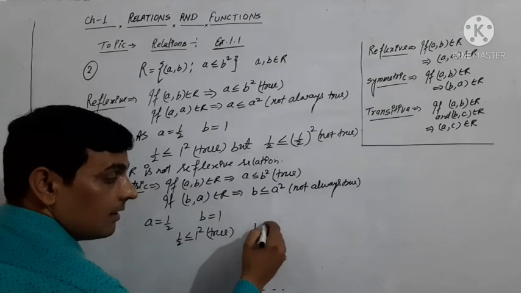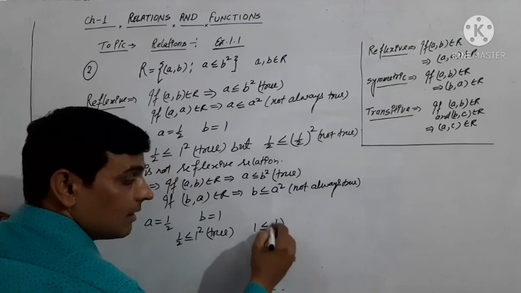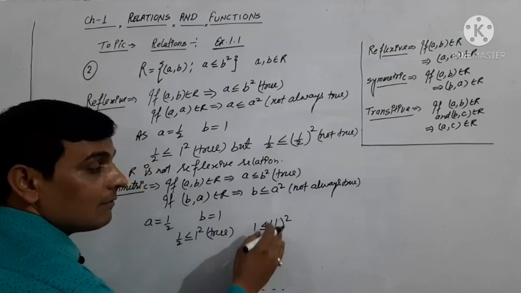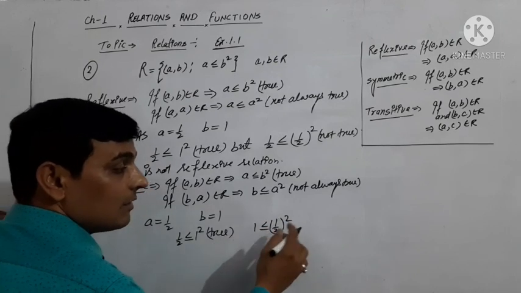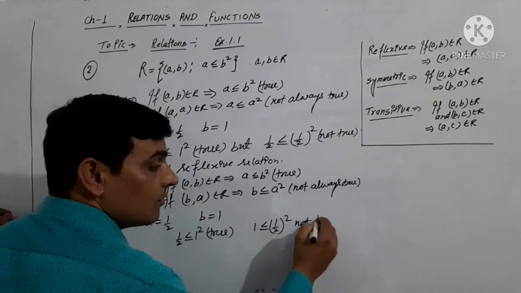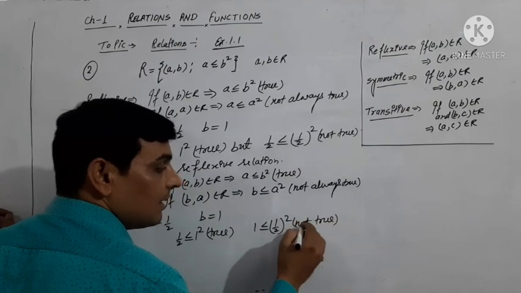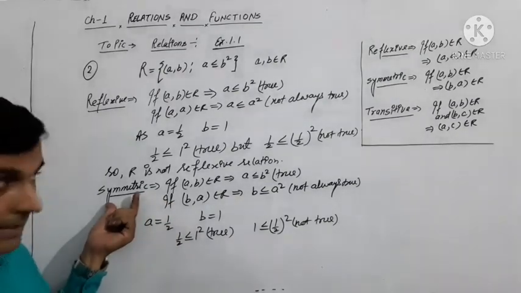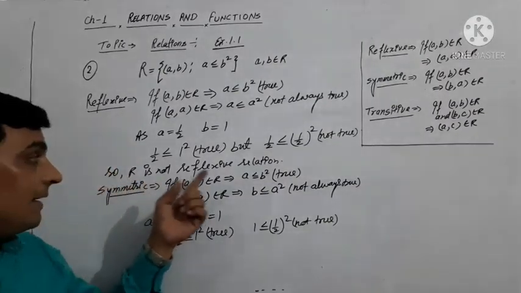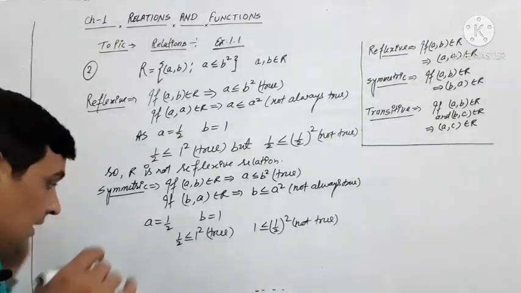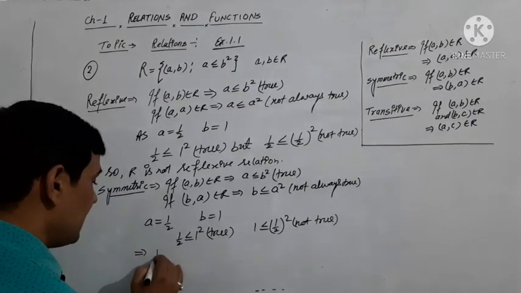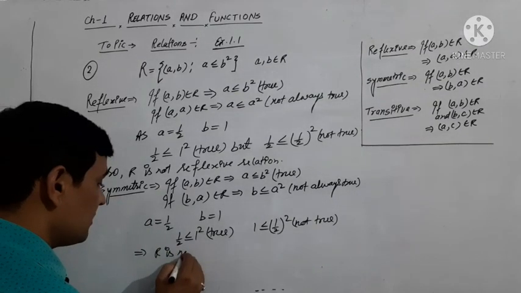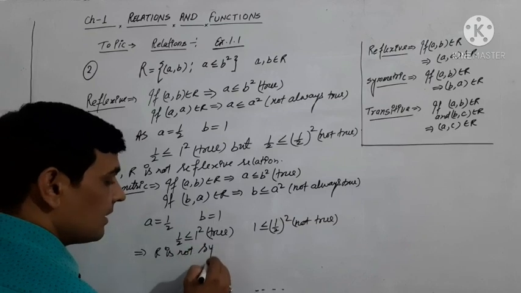But 1 is less than or equal to half squared? What is half squared? 1 by 4. Is 1 less than or equal to 1 by 4? This is not true. Clear? So this relation will not be symmetric. This implies that R is not symmetric.